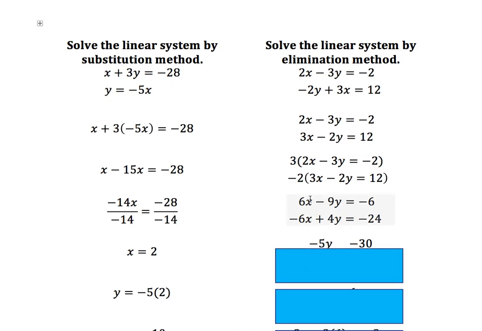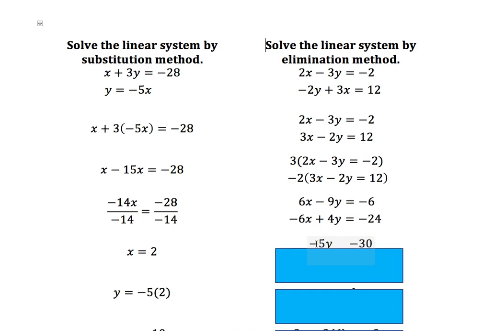When I do that, the 6x minus 6x just cancels each other out. They're gone. Negative 9y plus 4y becomes 5y. Negative 6 minus 24, because these are both negative signs, you're going to end up adding the numbers together but keep it negative. So 6 plus 24 is 30, and that becomes a negative 30.